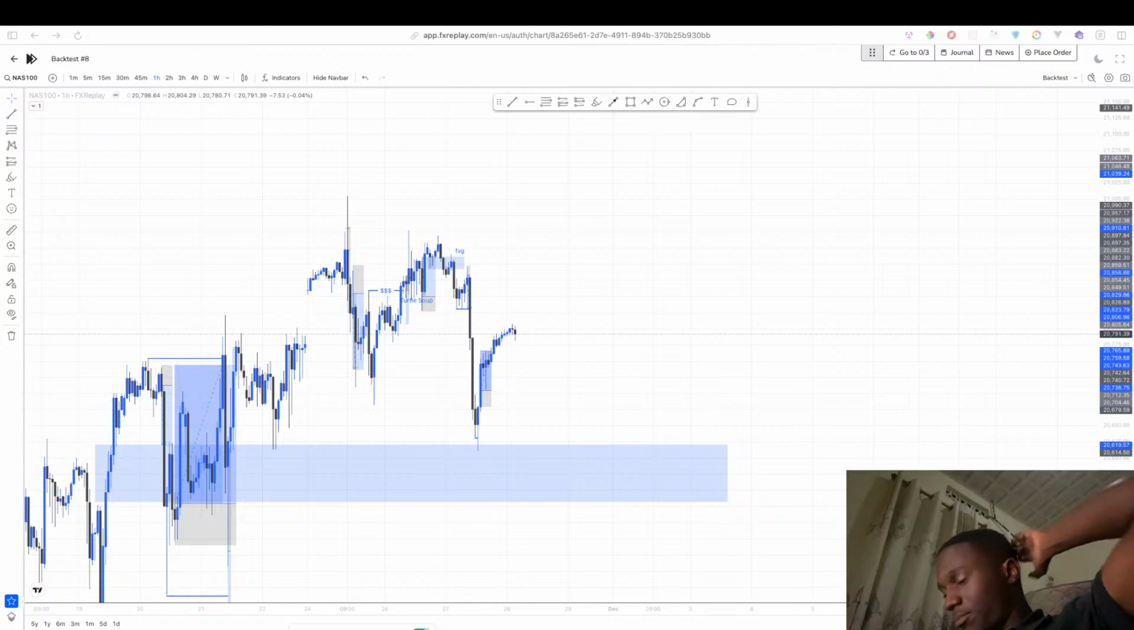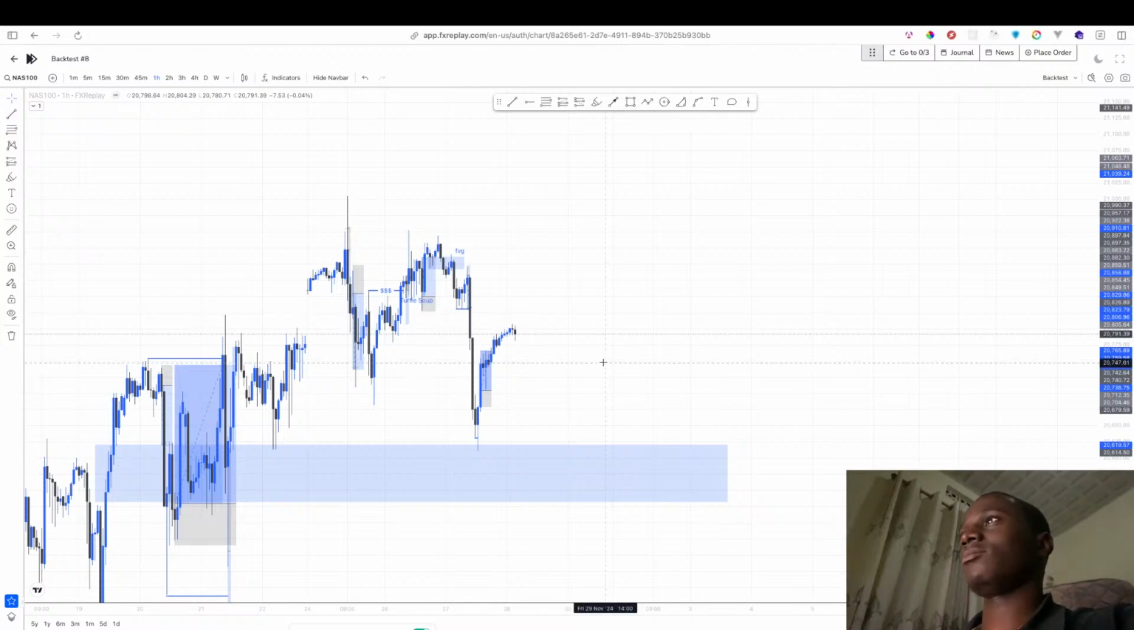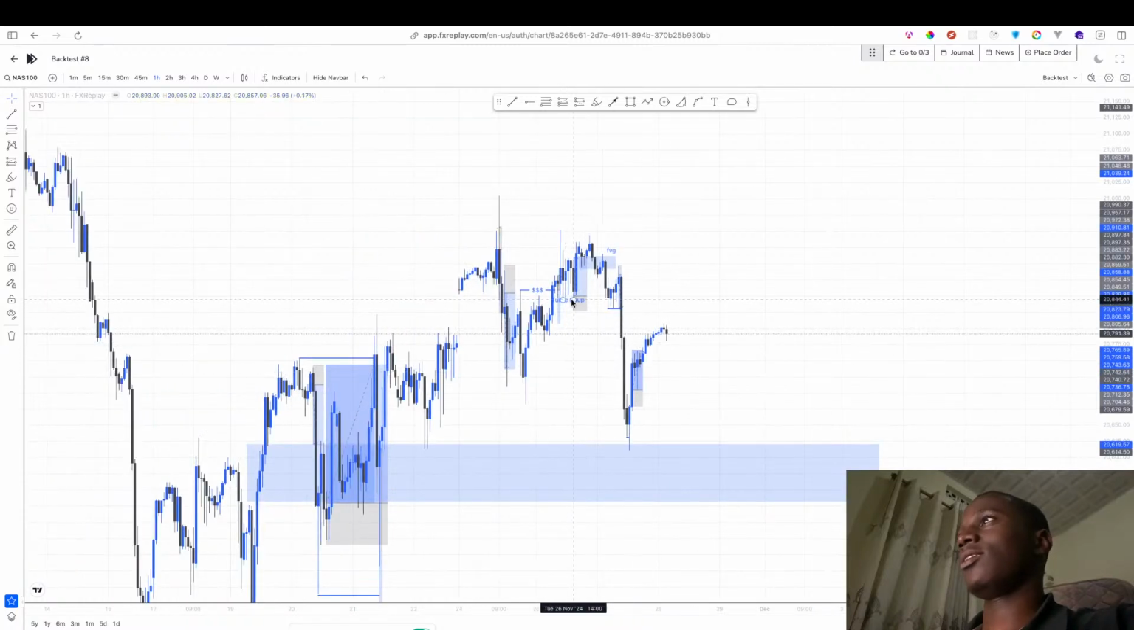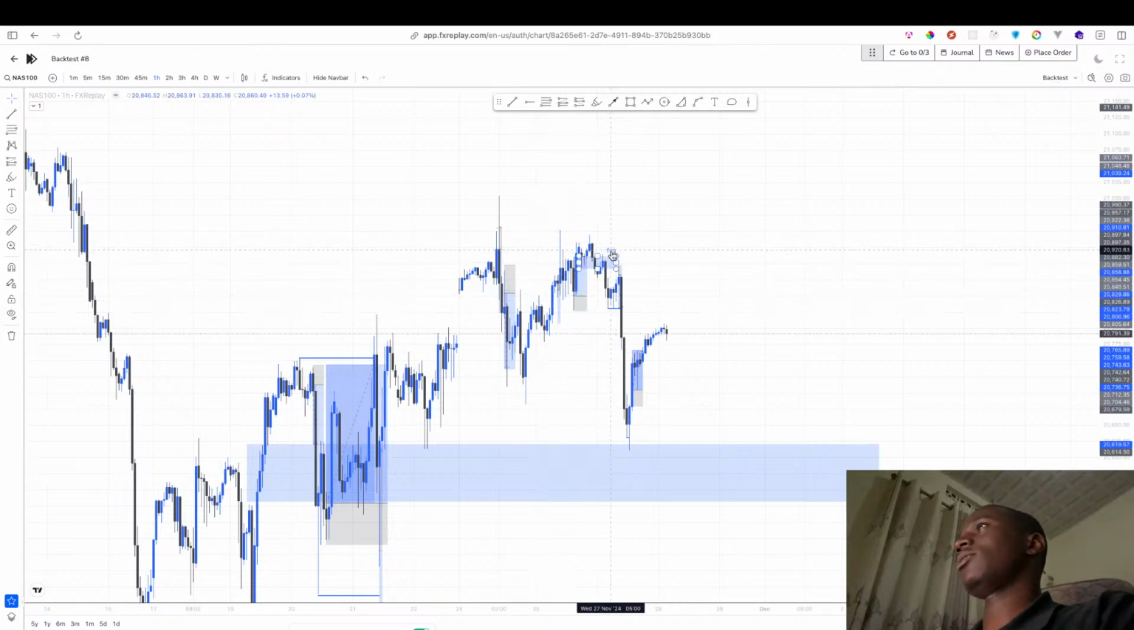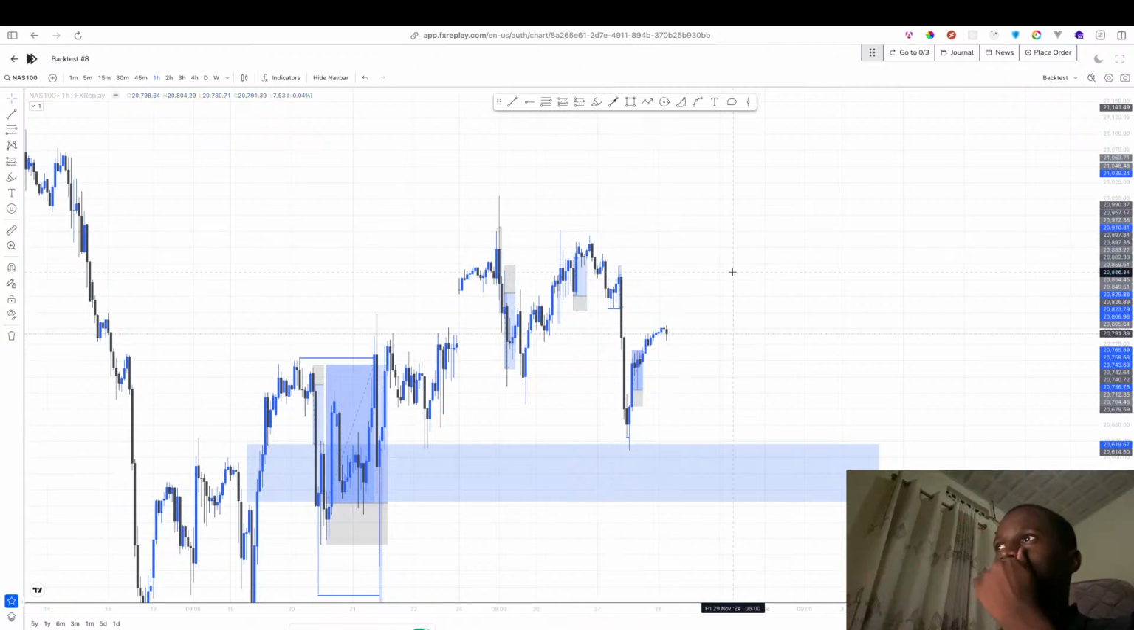I've been doing some backtesting lately, and these are the trades that I did in the backtesting today. You can see I identified some tariffs up here, some fair value gaps, some liquidity sweeps. Yeah, let's do some backtesting.